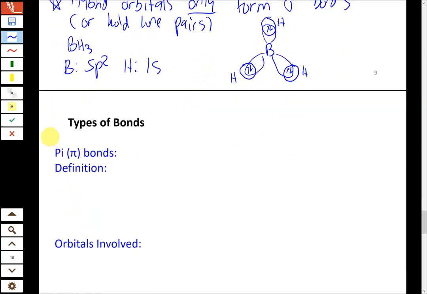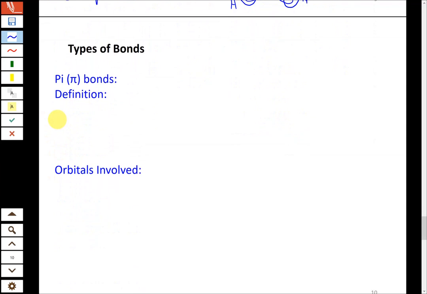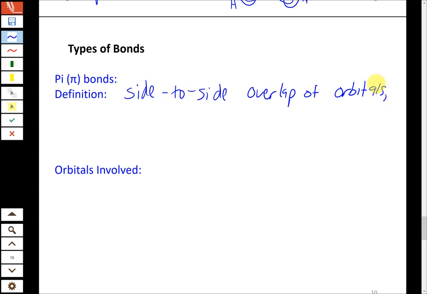The other type is called a pi bond. So we're learning more Greek letters today that we haven't seen yet in this course, although you've probably all seen pi before in your math courses. So what a pi bond involves is side-to-side overlap of orbitals. And so what that results in is going to be regions of electron density that are above and below the bond axis.